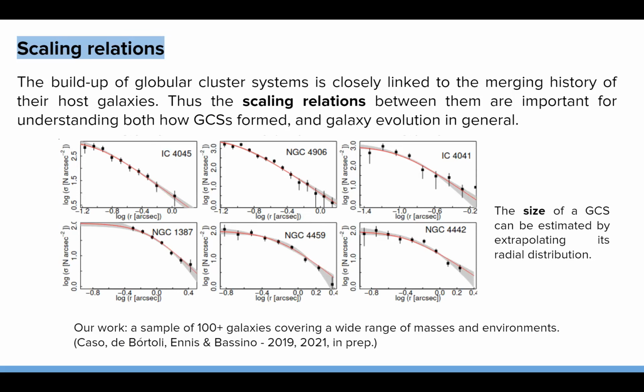Okay, thanks. The R0 has to do with how low this profile goes in, how it flattens towards the center.